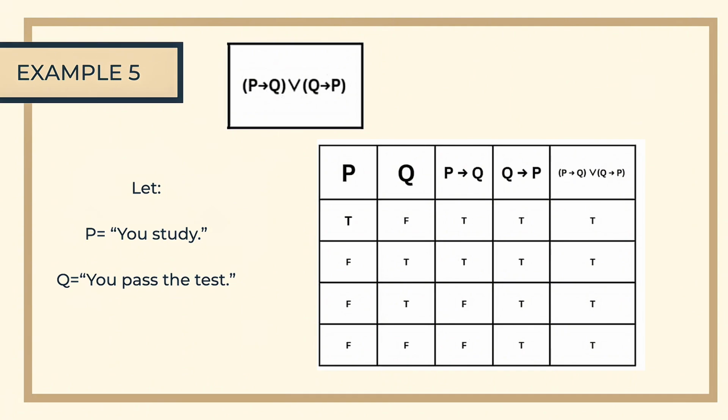Let P equals you study, Q equals you pass the test. P implies Q is only false when P is true and Q is false. Q implies P is only false when Q is true and P is false. But in every row, at least one of the implications is true, so the final expression is always true. Then this is a tautology.